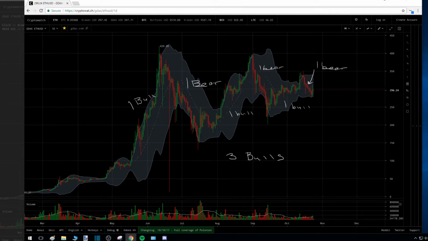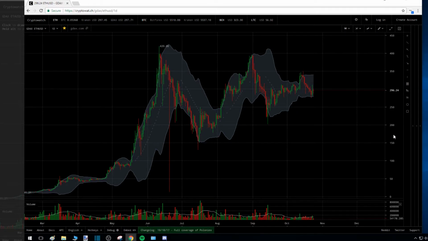And 1, 2, 3 bears. 3 bears. And every single one of these runs, we can use a fib set to draw support and resistance for the relevant market.